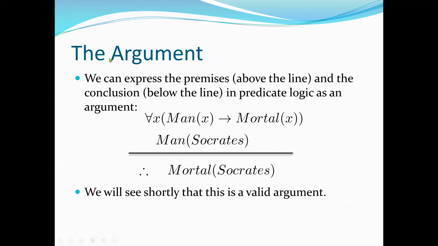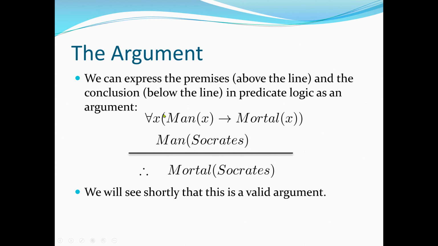So here we start with the argument. Here we say we can express the premises, which is above the line. So again, these are our premises here. This is again a propositional logic concept. And the conclusion is below. That was our previous example, again in predicate logic, as an argument.